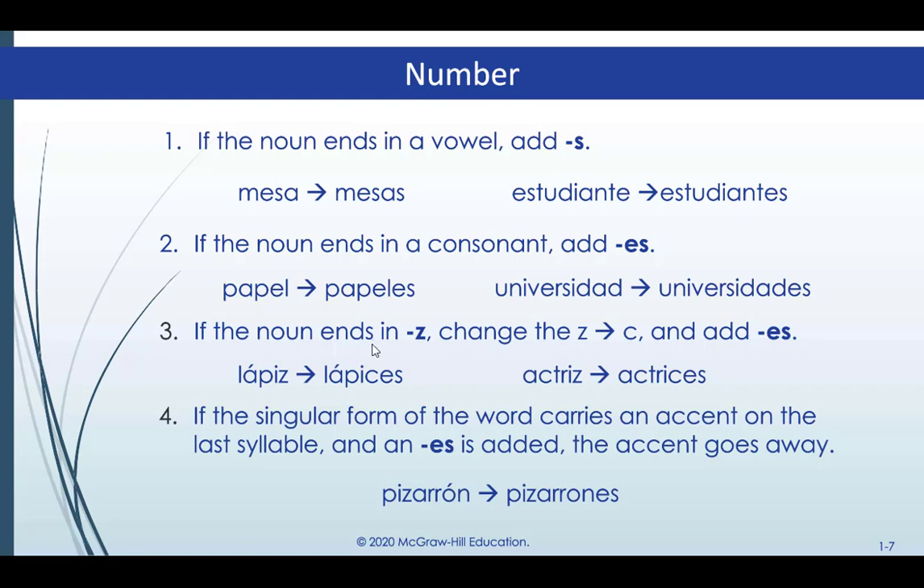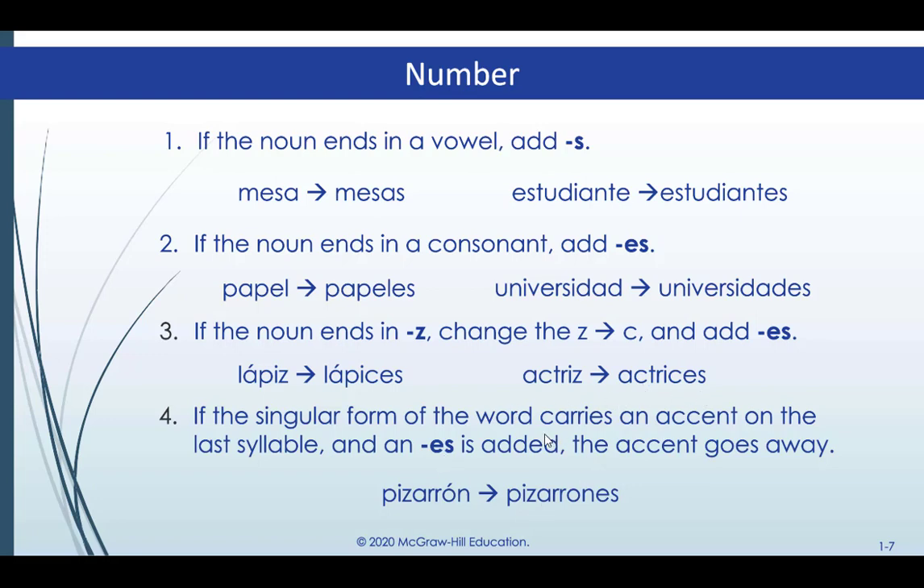If the noun ends in a Z, you change that to a C and add ES, since you have a consonant, like in the previous rule. So lápiz, pencil, is going to be lápices, but see that the Z changes to a C. Actriz, actress, also changes to actrices.